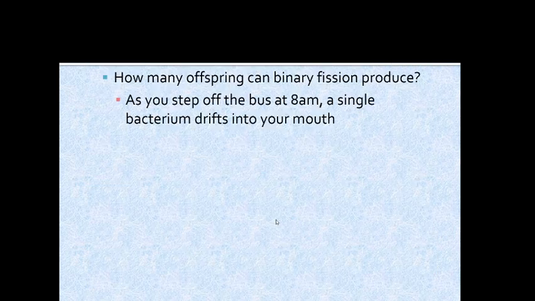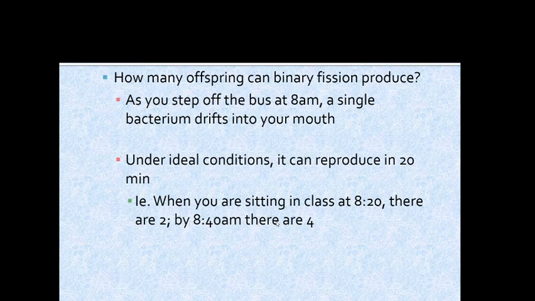How many offspring can binary fission produce? Well, you've done this for your Math 9 class. Let's look at this example. As you step off the bus at 8 a.m., a single bacterium drifts into your mouth. Under ideal conditions, it can reproduce in 20 minutes. So after 20 minutes, your one bacterium will become two. When you're sitting in class at 8:20, there are two, and then by 8:40, there are four.